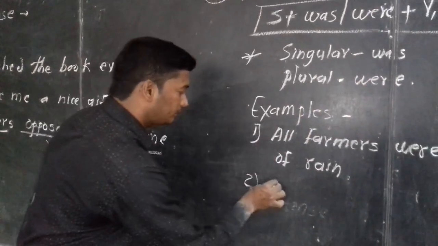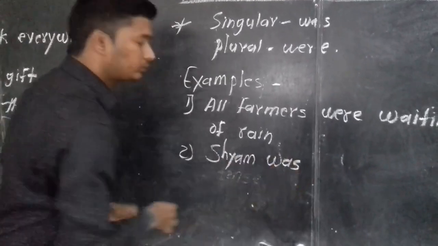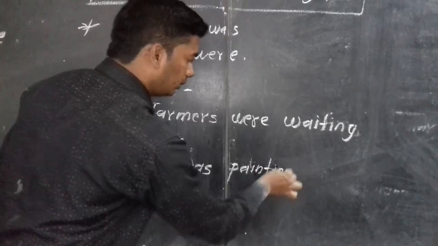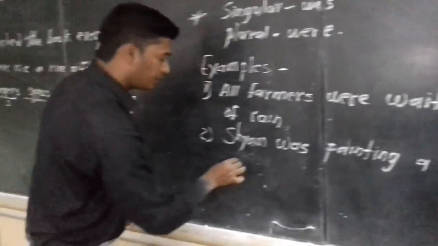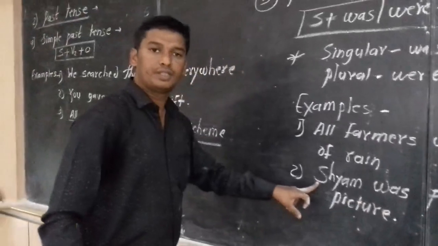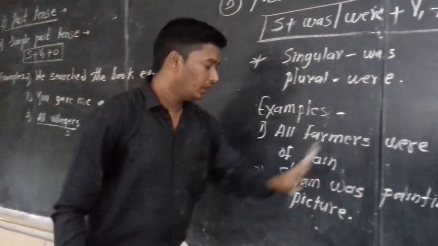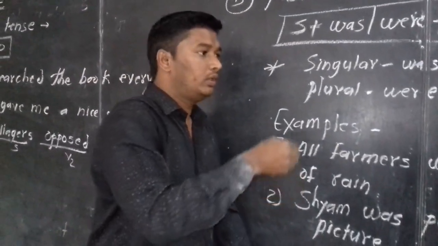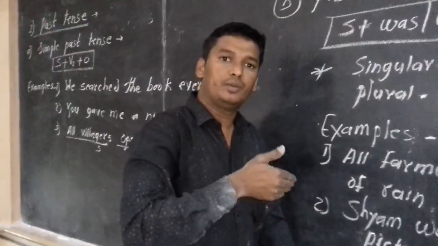Second example. Shyam was painting a nice picture. Shyam is singular, so was has been taken. Shyam was painting a nice picture. In this way, if you put the sentence in this structure, then that is an example of past continuous tense.